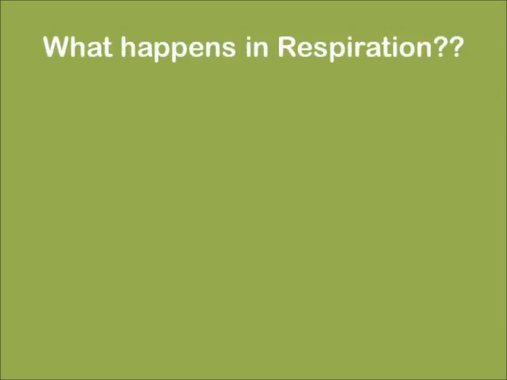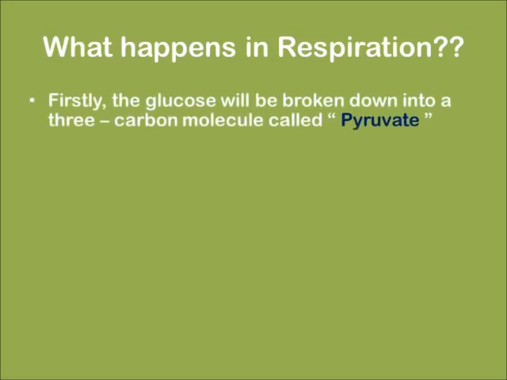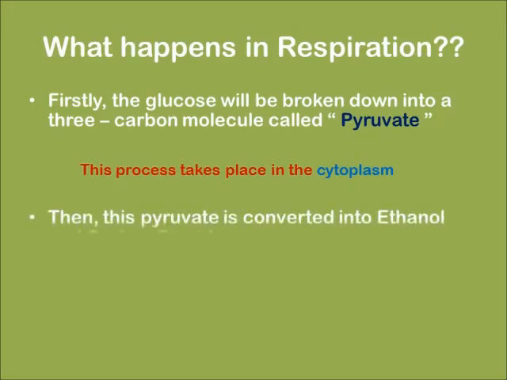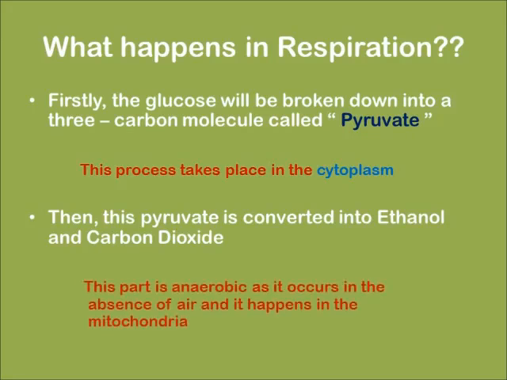Now let us learn what actually happens in respiration. Firstly, the glucose will be broken down into a 3-carbon molecule called pyruvate. This process takes place in the cytoplasm of the cell. Then this pyruvate is converted into ethanol and carbon dioxide. This part is anaerobic as it occurs in the absence of air, and it happens in the mitochondria of the cell.